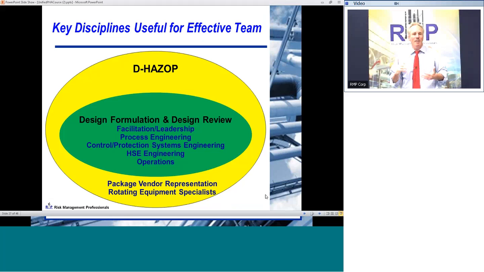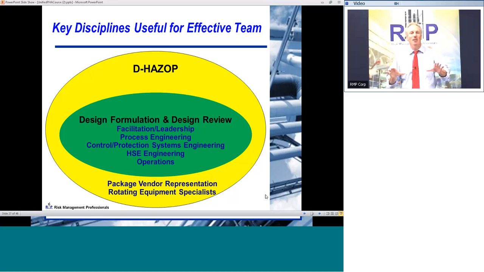Well, when you're doing a HAZOP study, you basically still need all those same representatives, the same disciplines, but you're also maybe bringing in package vendor representatives, rotating equipment specialists, and possibly other specialists. So there's more overlap than not when you're doing a design review. So why not go ahead and roll into that, getting some of your basic safety issues identified, resolved, and documented, and using the HAZOP as a tool for doing this.